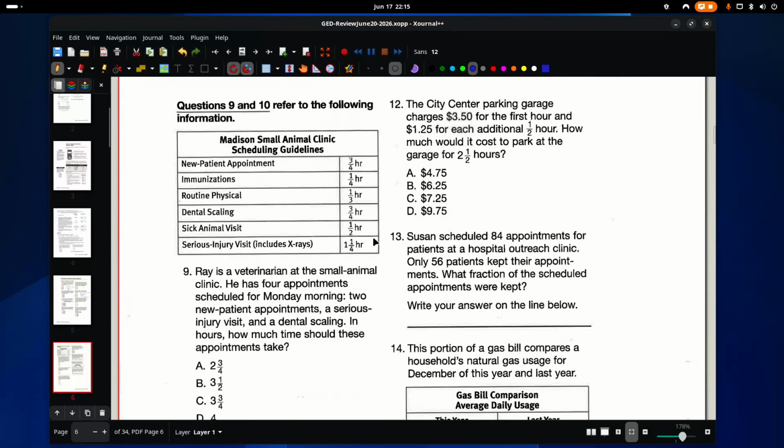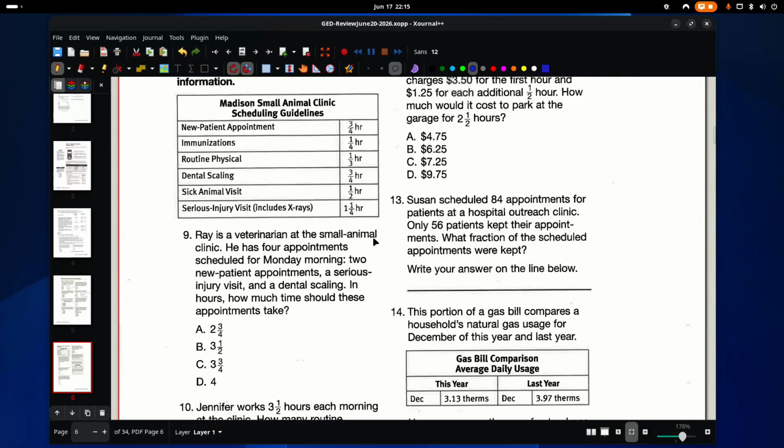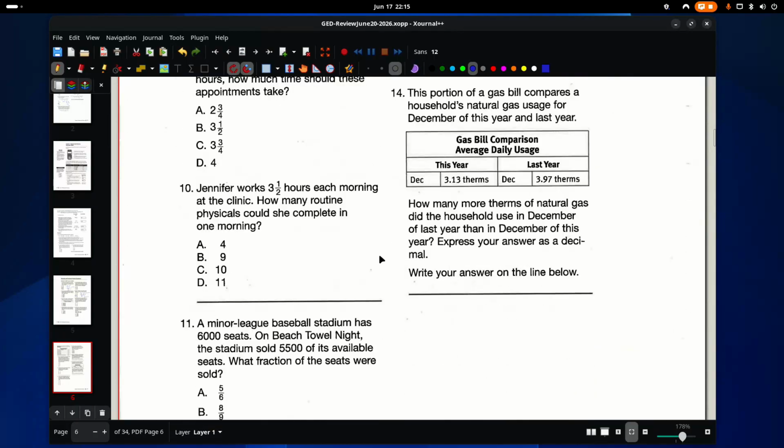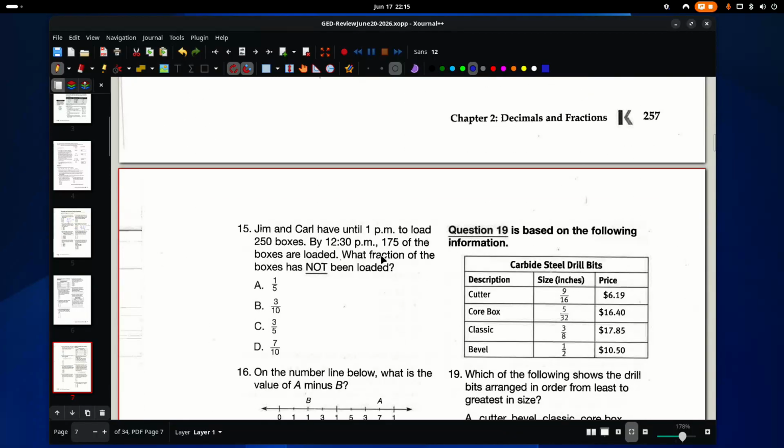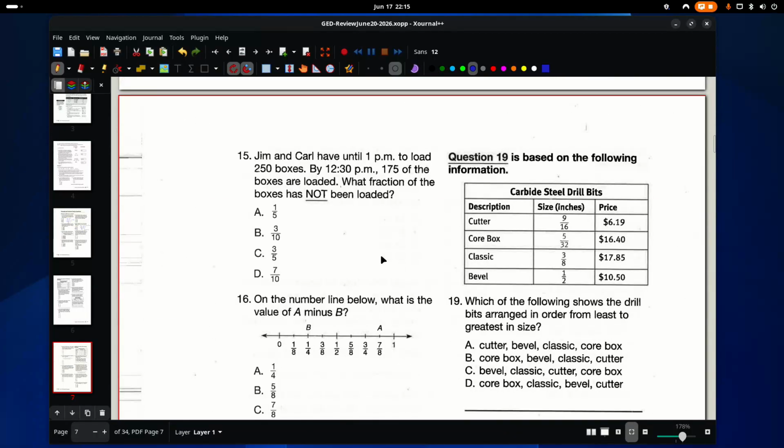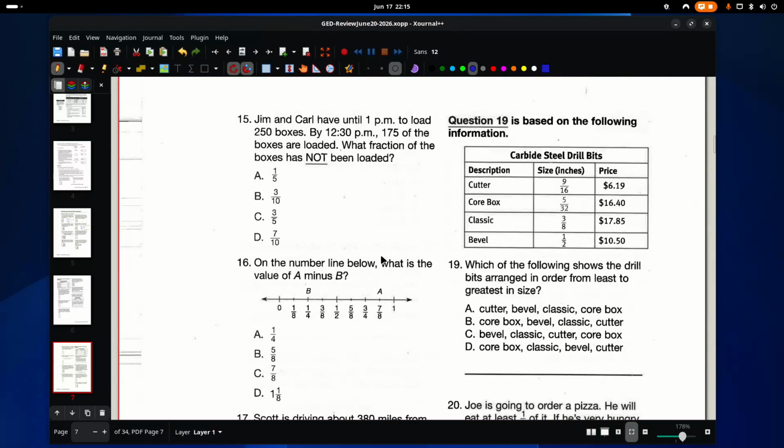Let's move on to something different. Got some more fraction work there. Let's try this one. We'll do one more with fractions and then look for some work in ratios. Jim and Carl have until 1 p.m. to load 250 boxes. By 12:30 p.m., 175 of the boxes are loaded. What fraction of the boxes has not been loaded?